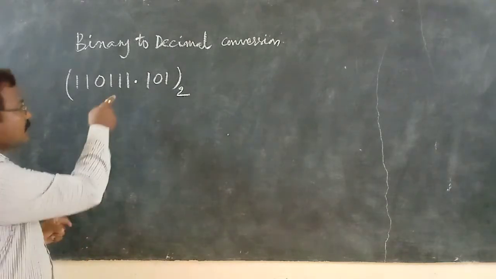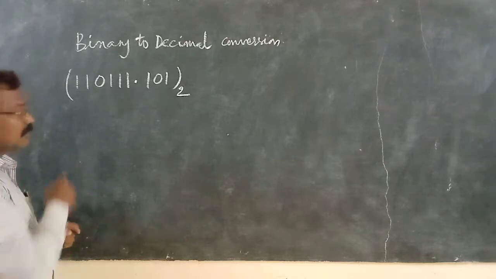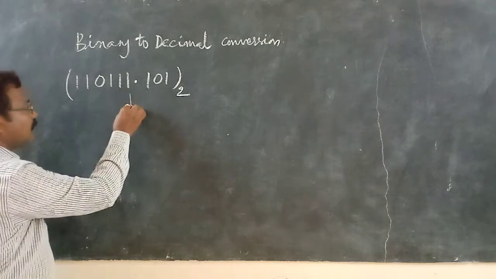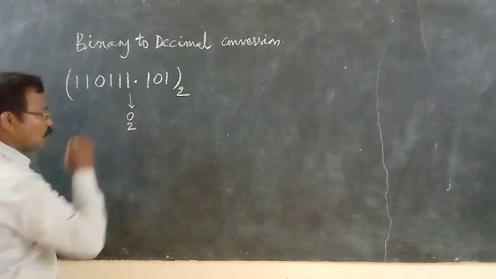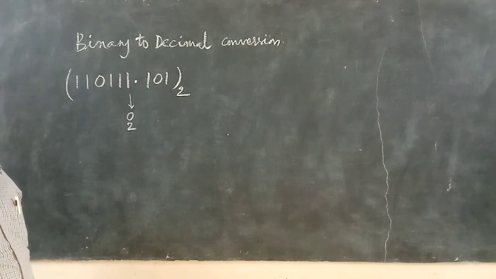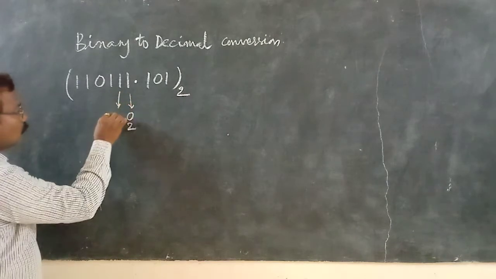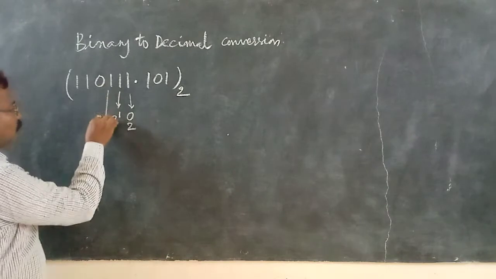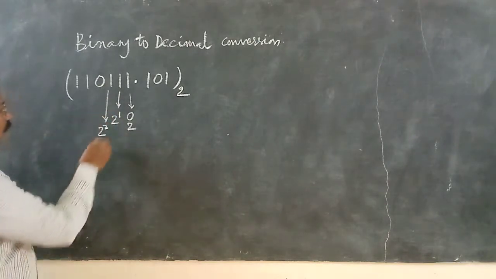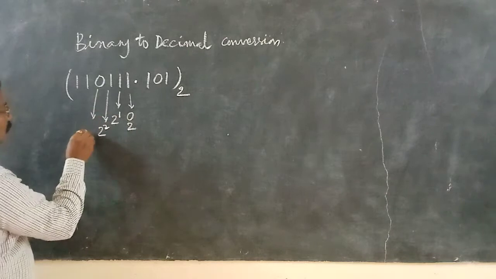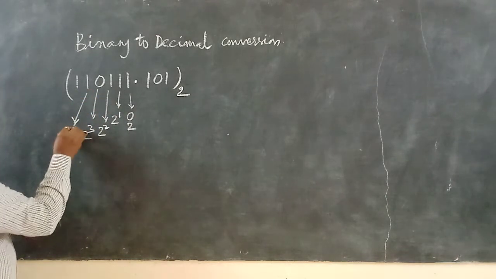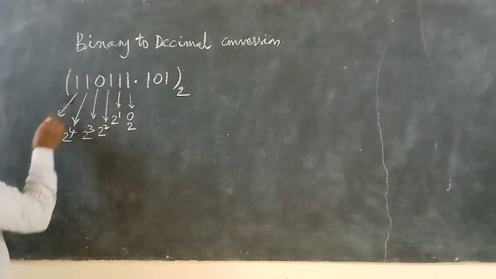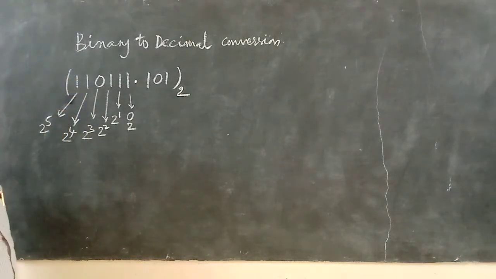That means as this is a binary number, its positional weight is 2 to the power of 0. This has 2 to the power of 1. Its positional weight is 2 to the power of 2. Then 2 to the power of 3, then 2 to the power of 4, and 2 to the power of 5. That is the integer part.